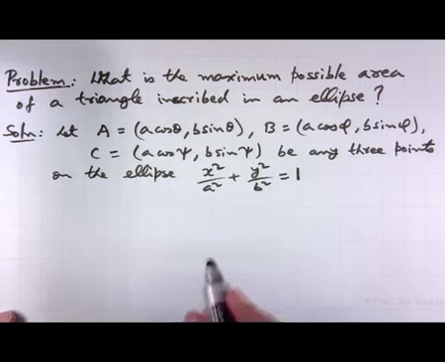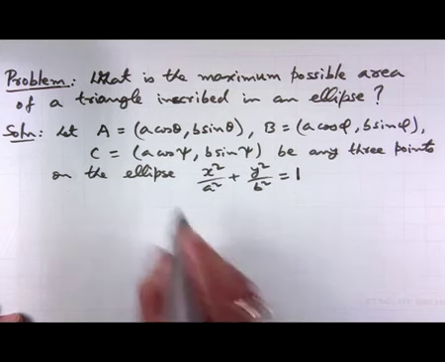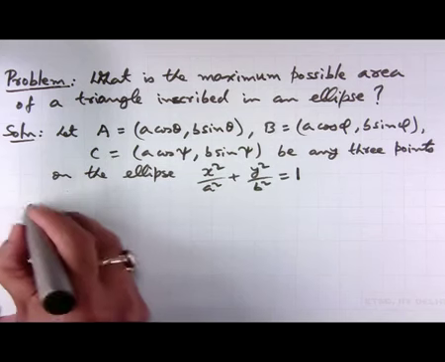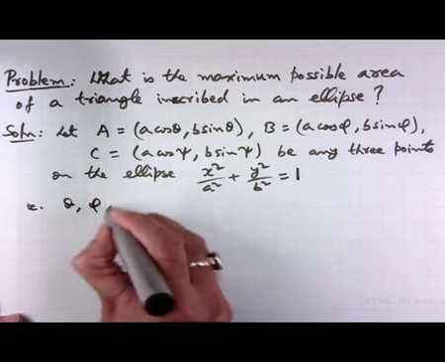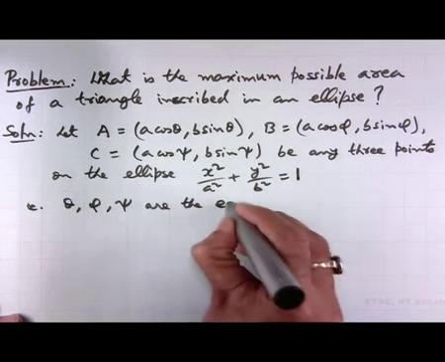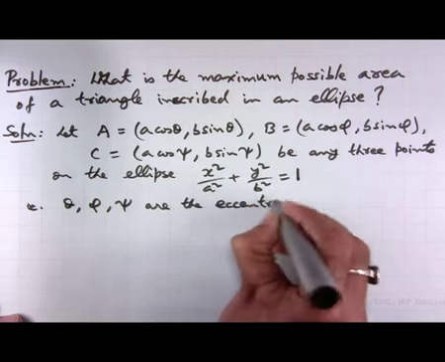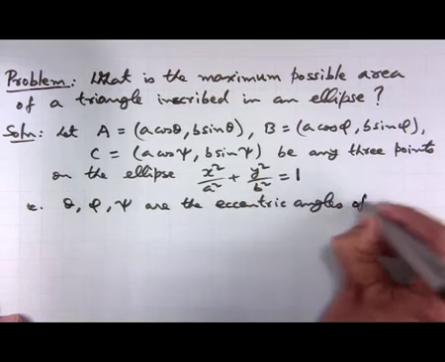So, we are considering any 3 points on the ellipse where theta, phi and psi are the eccentric angles of the points.